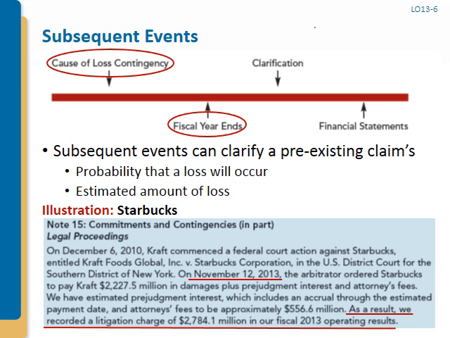In the illustration, Kraft was suing Starbucks and the case had been in litigation for several years. On November 12, 2013, after Starbucks' September 29th fiscal year end, an arbitrator ordered payment of damages, which clarified the amount that Starbucks would have to pay for litigation that existed prior to the end of the year. Therefore, that amount is included in the litigation charges in the fiscal year 2013 results.